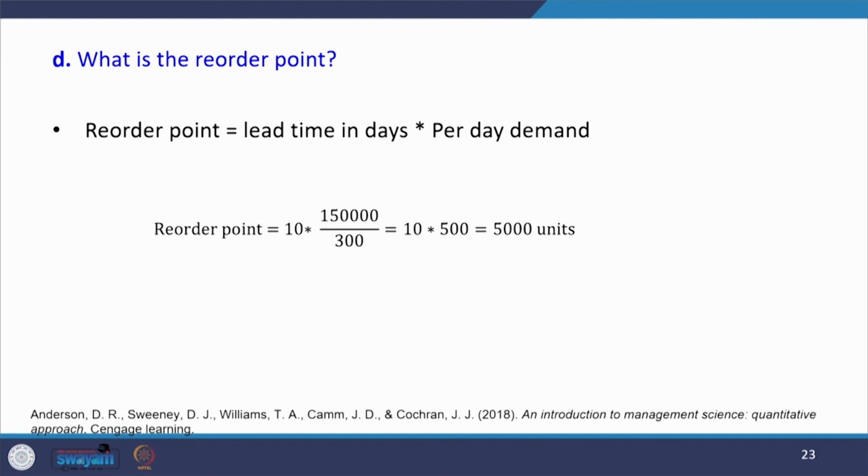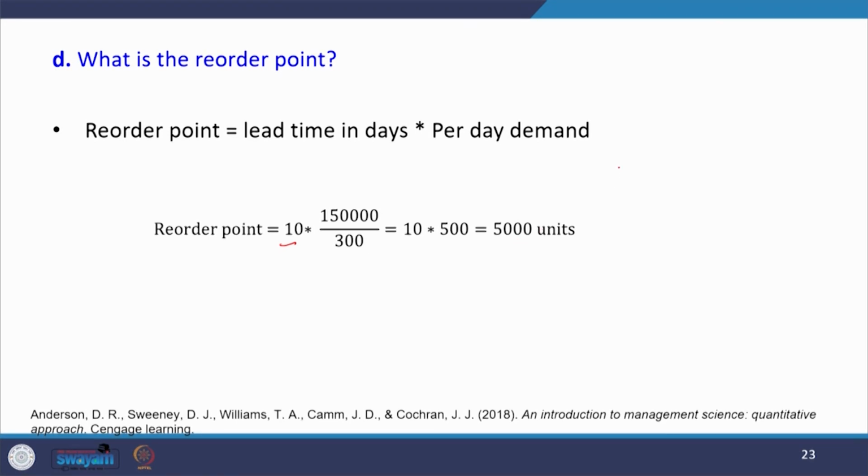So, what is the reorder point? Reorder point is lead time in days multiplied by per day demand. We know the lead time is 10 days, and per day demand is annual demand divided by number of working days, that is 500. So, 10 multiplied by 500 is 5,000.